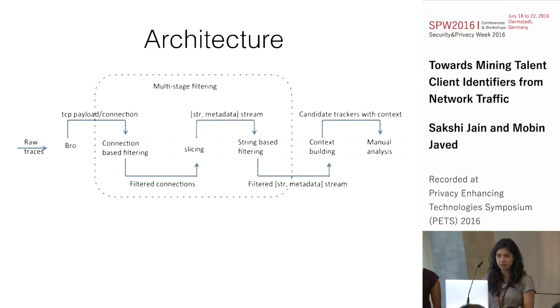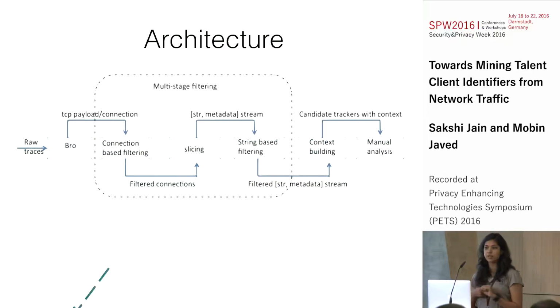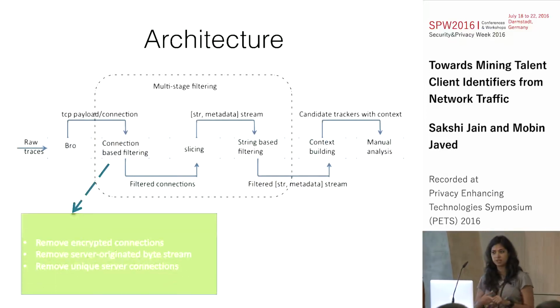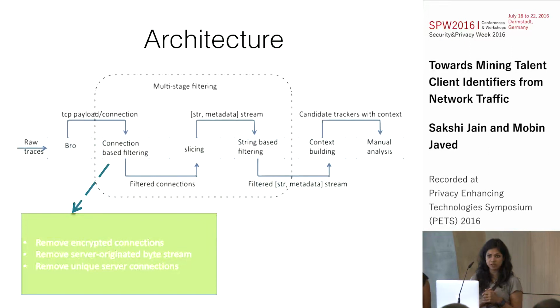We have two main types of filters. The first is based purely on connections. A connection here is defined simply by the source port, source IP, destination port, and destination IP. Based on these, we apply three different filters. One, we remove all the encrypted traffic. This is because validation of encrypted traffic as trackers is difficult, and second, they cause a lot of false positives.